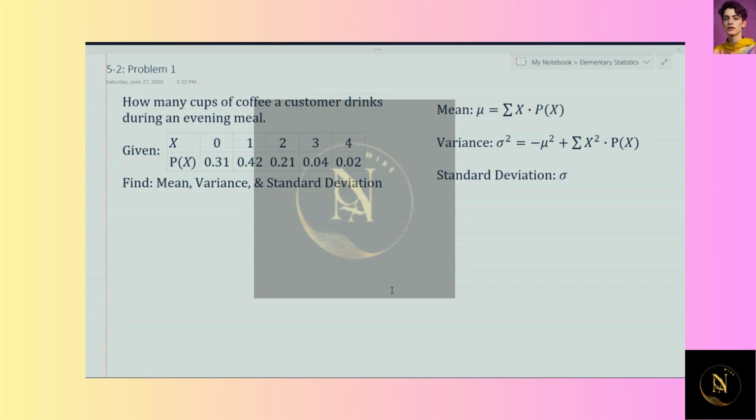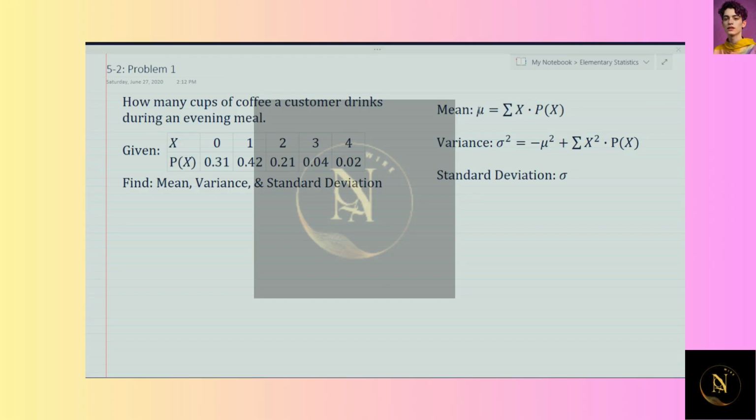So for example, there's a 31% chance that a customer will drink 0 cups of coffee, and there's a 2% chance that a customer will drink 4 cups of coffee. What we want to know is the mean, variance, and standard deviation of this data. And let's refer back to our mean, variance, and standard deviation equations.